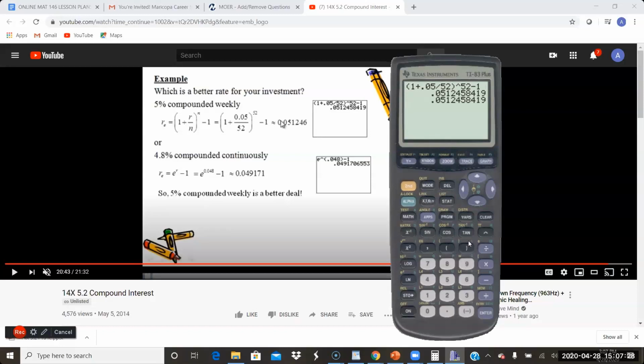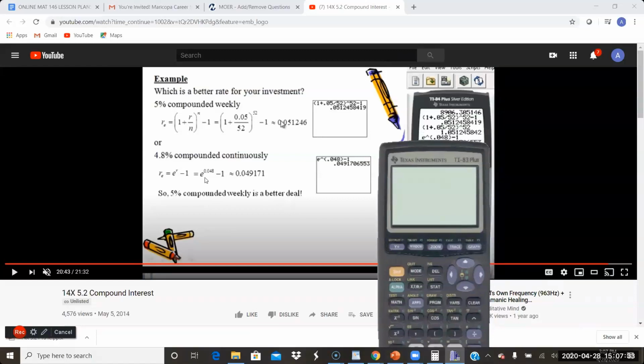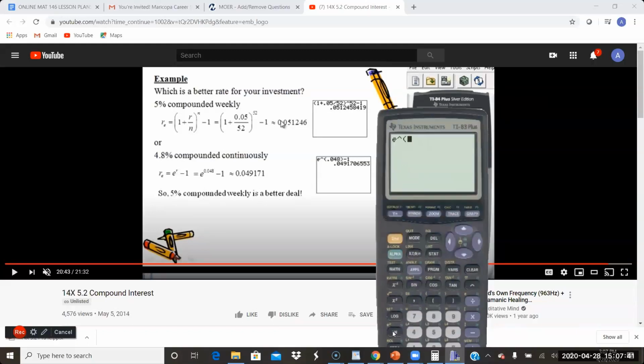So for the bottom case, it's just e to the r minus 1. So I have second e, and then I put in 0.048, which is the interest rate they give me. Okay, and finish my parentheses here. Make sure you end the parentheses, and then subtract 1. And that should give you the right answer. And this is not as good a number as the first. So that's why the first one wins.